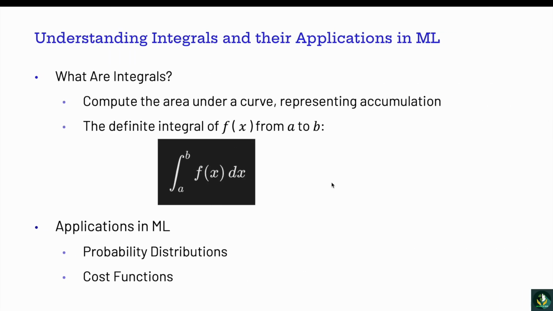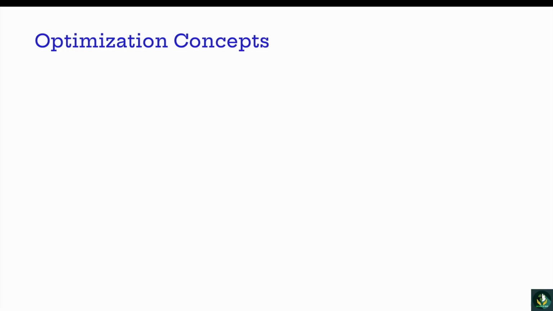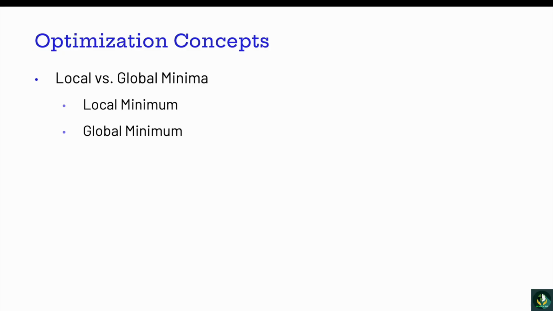Next, let's look at some optimization concepts. So we have local versus global minima, where local minimum is a point where the function has a lower value than the neighborhood points, and global minimum is the absolute lowest point of the function across its entire domain. So in ML, or machine learning, the optimization goal is to find the global minimum of a loss function, but local minima can sometimes suffice.